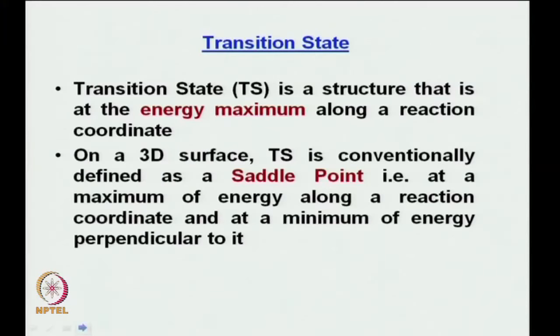Now, how would you conventionally define a transition state? On a 3D surface, a transition state is defined as a saddle point. Now, what do you mean by saddle point? I will show you the figure in the next slide. A saddle point means you think about a horse saddle. A horse saddle looks something like this, right.